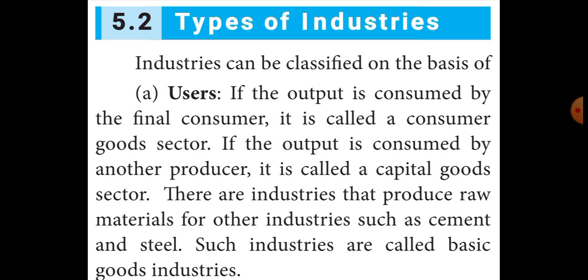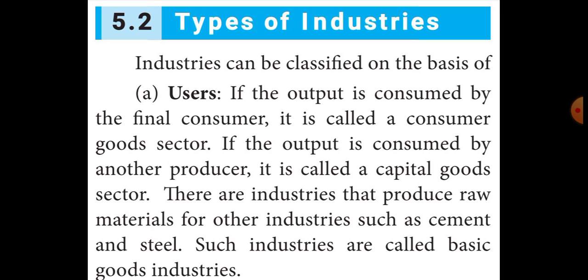If the output is consumed by another producer, it is called a capital goods sector. If the production is bought by another producer, that means another company or another industry, it is called a capital goods sector. Okay, there are industries that produce raw materials for other industries.